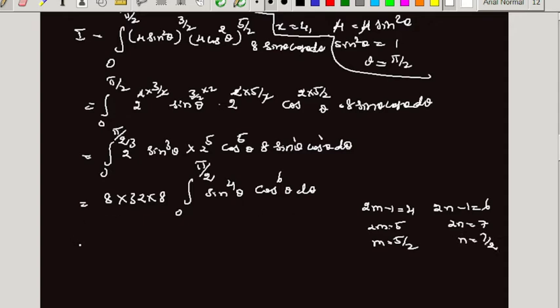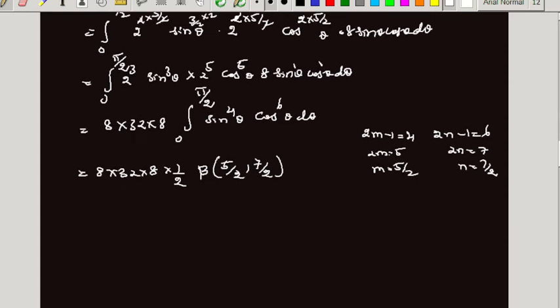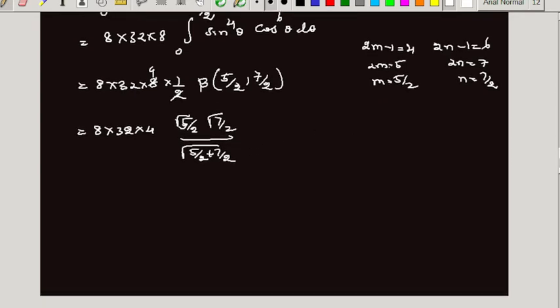So if we substitute this in the formula, I am not simplifying, I am writing as it is. This is 1 by 2 of beta of m, n, where m is 5 by 2 and n is 7 by 2. So we write the answer as 8 into 32 into this. If we cancel, we can write it as 4, gamma 5 by 2 into gamma 7 by 2 divided by gamma of 5 by 2 plus 7 by 2. We add the values.